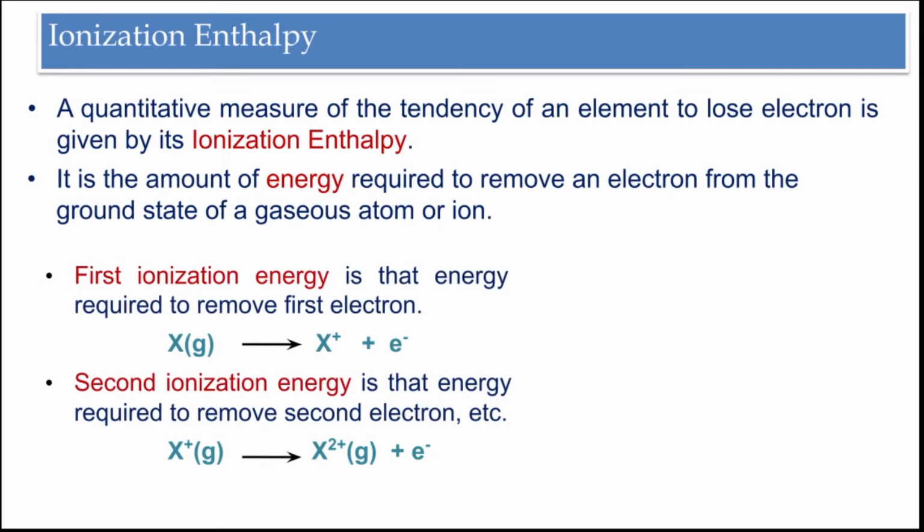First ionization energy is the energy required to remove the first electron, and second ionization energy is the energy required to remove the second electron. Suppose in the case of magnesium, magnesium will become Mg2+, right? In order to form Mg2+, it will not lose both electrons all of a sudden. First it will lose one electron and later it will lose its second one. So the second ionization energy is the energy required to remove the second electron.